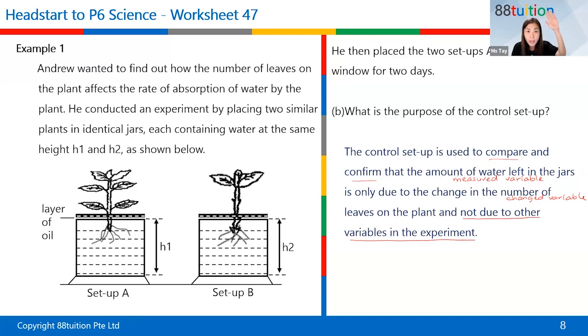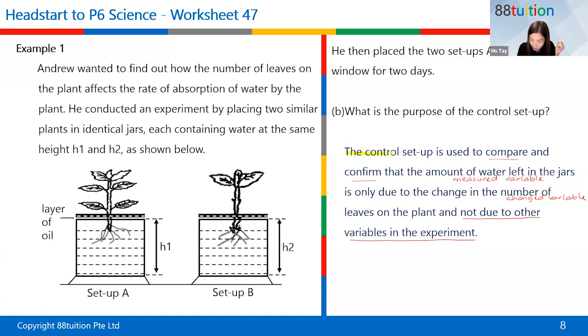How many of you already know this? If you don't know this, it's time for you to know. So it's used to compare and confirm that the measured variable is due to the change variable and not due to other variables in the experiment. It's always answered this way. If you can remember all these keywords, you see, the answer is always such that I can highlight for you.